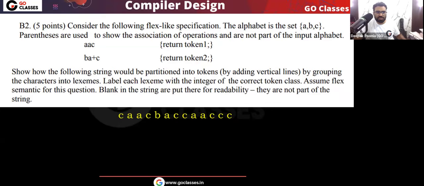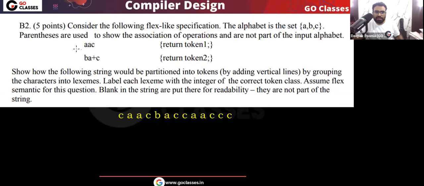So read this question. Consider the following flex-like specification. Right now, don't focus on this flex. I will tell you in this lecture what this flex is. But basically, consider this specification. The alphabet is the set {a, b, c}. Very simple alphabet, only three symbols. Parenthesis is used to show the association of operations, and parenthesis is not part of the input alphabet. In the input alphabet, you don't have parenthesis. Only these three symbols, a, b, c, are in the input alphabet.